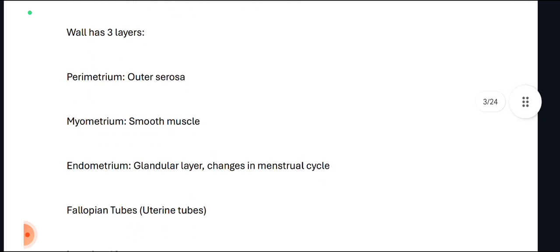The wall of uterus has 3 layers: perimetrium, myometrium and endometrium. Perimetrium is the outer serosa. Myometrium is the smooth muscle layer. These are the strongest muscles found in the human body. And next up is the endometrium. Endometrium is the glandular layer. It changes in menstrual cycle. Endometrium has got 2 parts, stratum basale and stratum functionale. Stratum basale is the constant one, and stratum functionale sheds off at each menstrual cycle and is formed again in the next cycle.